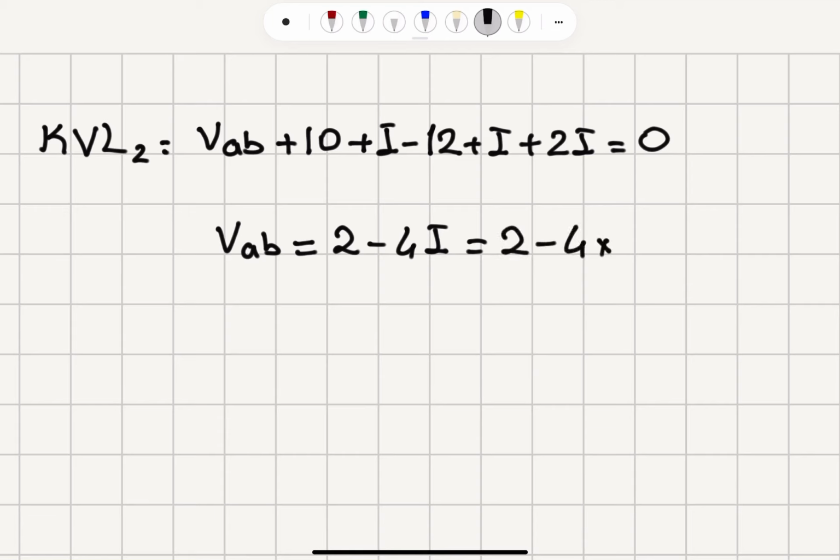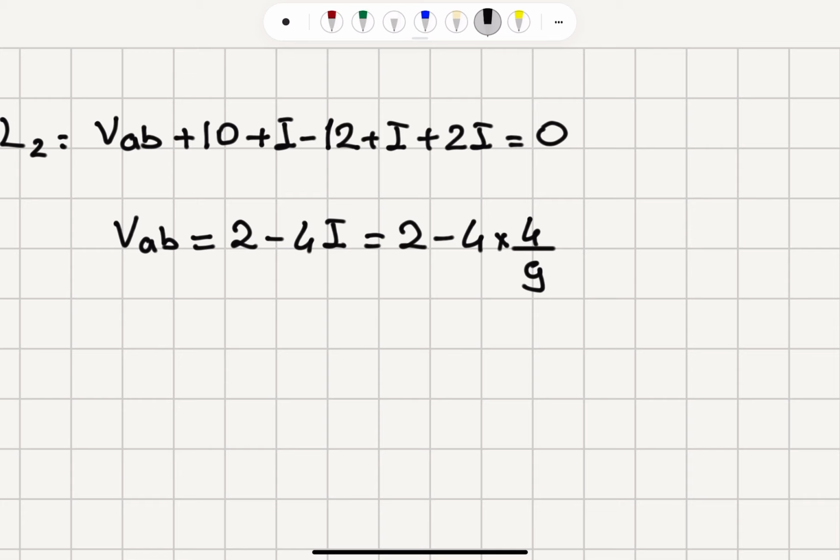So that's going to be equal to 2 minus 4 times the current. The current was 4 over 9 amps. So it's going to be 2 minus 16 over 9, which means the potential of A with respect to B is 0.22 volts.